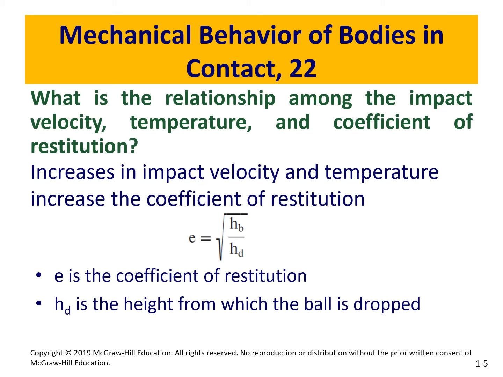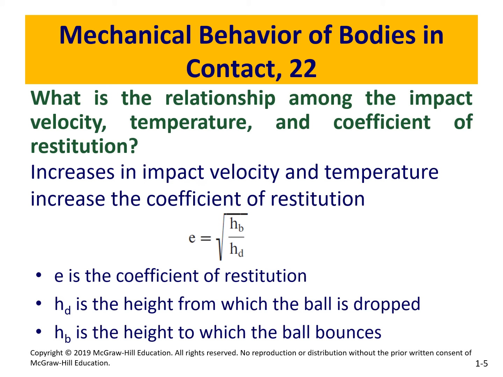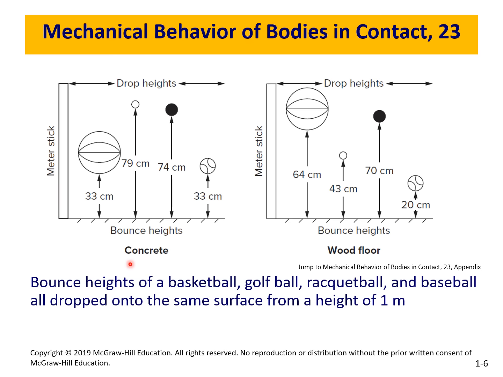Right. H drop is the height from which the ball is dropped, and HB is the height to which the ball bounces. The ratio between the two under the square root is actually the coefficient of restitution. This is an example. So you can look here.